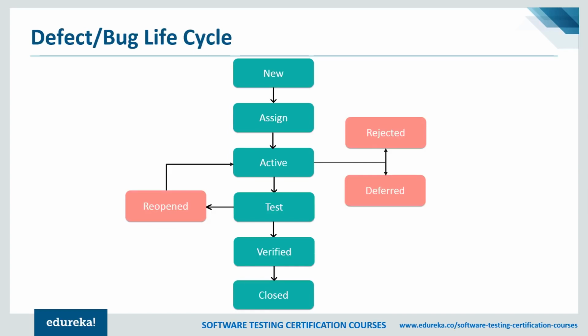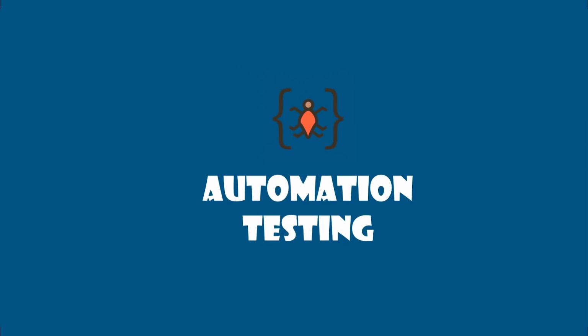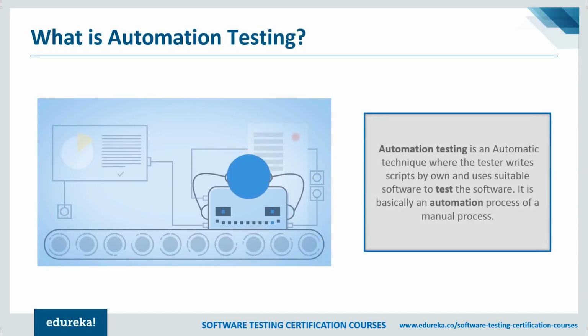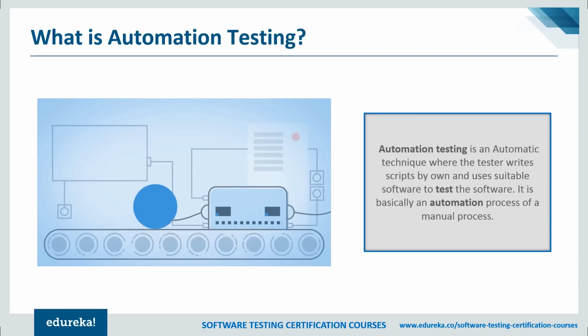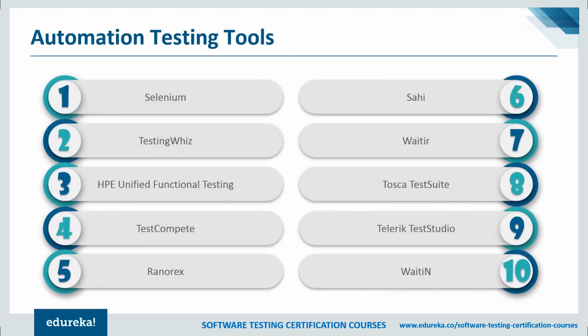So this is all about the bug life cycle and the various stages the bug goes through from new till closed. Now let's move on to the widely used software testing type, that is automation testing. As I have already mentioned, automation testing is an automated technique where the tester writes scripts on their own and uses suitable tools to test the software. It is basically an automation of a manual process. There are many tools to carry out automation testing like Selenium, TestingWhiz, HPE Unified Functional Testing, TestComplete, Ranorex, Watir, Watin, Telerik Test Studio, Tosca Test, and many more.